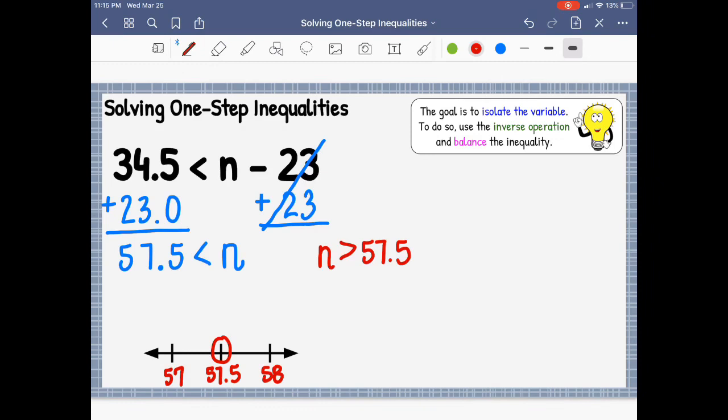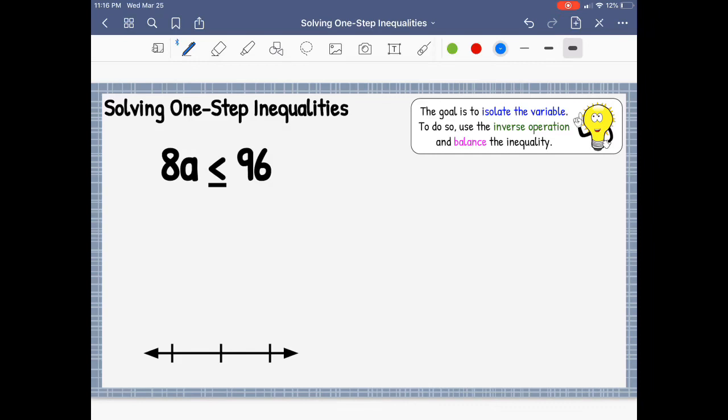And if we want values that are greater than 57 and 5/10, our arrow needs to go to the right. So any value greater than 57 and 5/10 would make this inequality true. So what are some possible solutions for n? N could be 58, it could be 75, it could be 100. It could even be 57 and 6/10. Could n be 57 and 5/10? No. Remember, that value is not included in the solution set. Let's go to the next inequality.